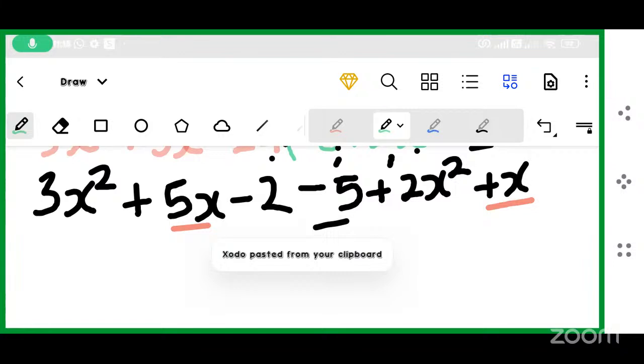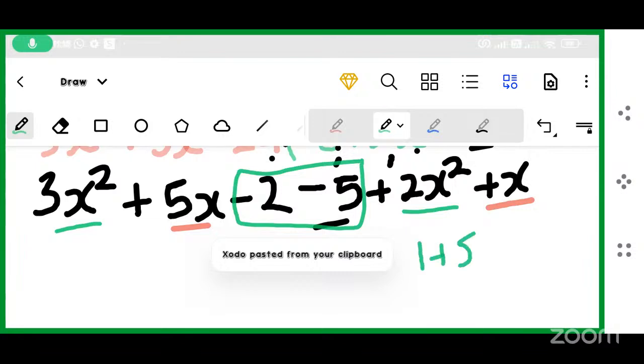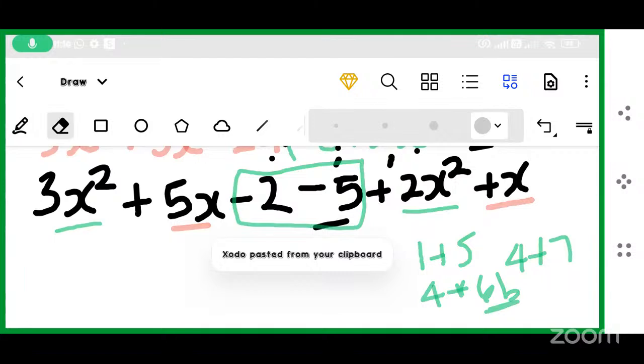So we have 3x squared and we also have 2x squared. Aren't they like terms? Yes, ma'am. Perfect. And we also have the numbers. Numbers are like terms. As long as it is a number that is standing on its own, they are like terms. So if it's 1 plus 5, these are like terms. 4 plus 7, like terms. But 4 plus 6b, they're not like terms because b has a surname of another community, something like that.